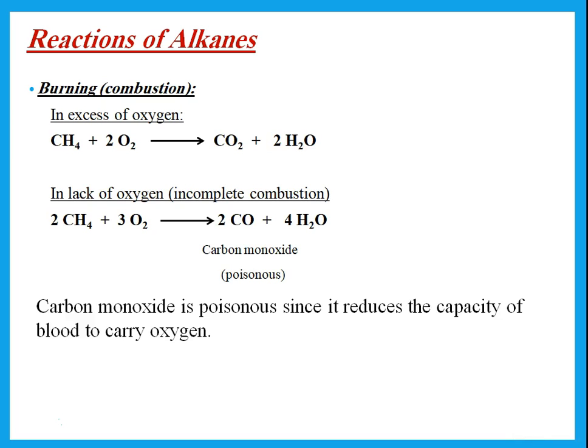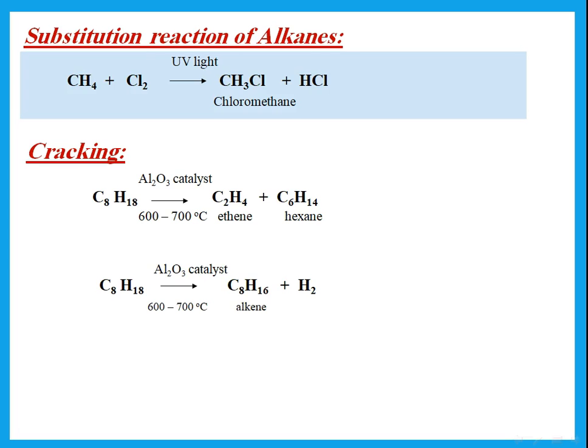Now, if he says, why is it that carbon monoxide is poisonous? We say because it reduces the capacity of blood to carry oxygen. Remember that carbon monoxide will attach to the hemoglobin in the red blood cells, if you've done biology. So the red blood cells will not be able to carry oxygen. So we say it reduces the capacity of blood to carry oxygen.